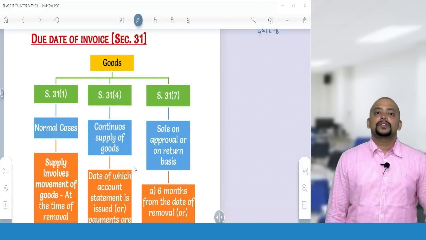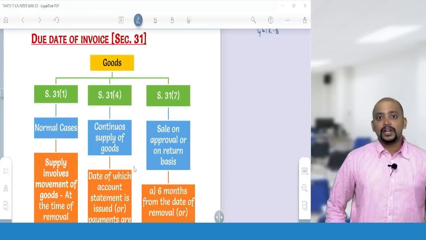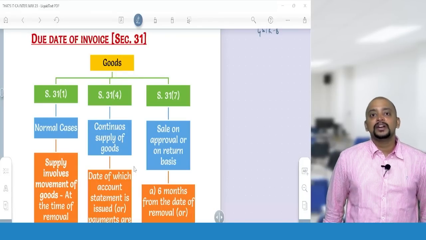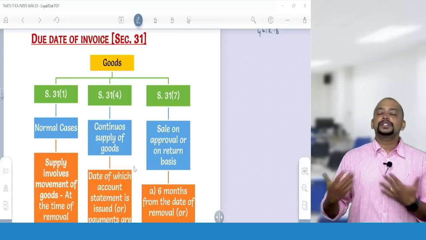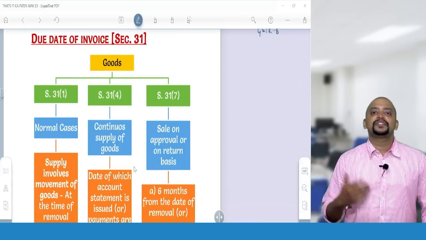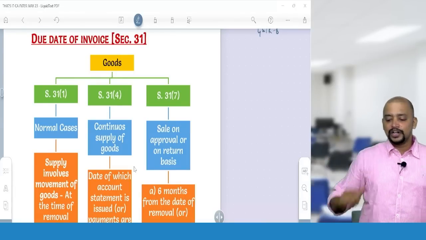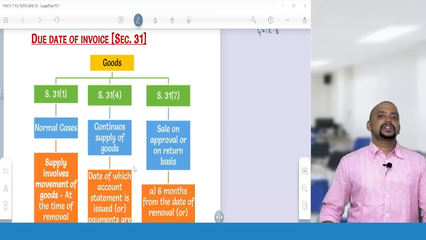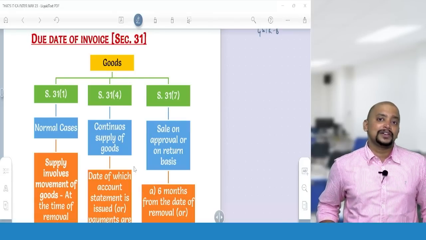First, for goods we have three provisions: 31 subsection 1 normal cases, 31 subsection 4 continuous supply of goods. Continuous supply of goods means there will be successive supply of goods for which the payments are settled on a periodical basis, whereas 31 subsection 7 is sale on approval or on return basis.